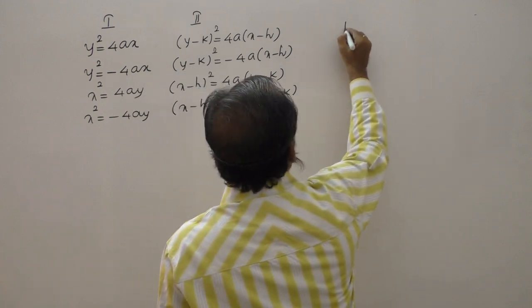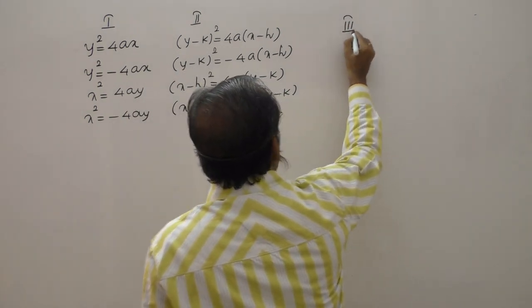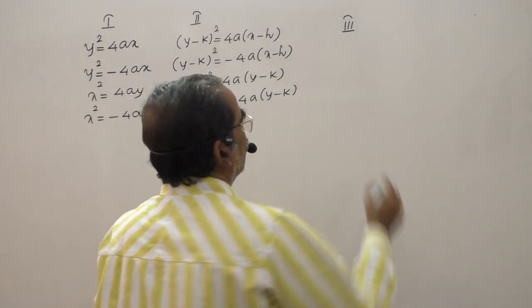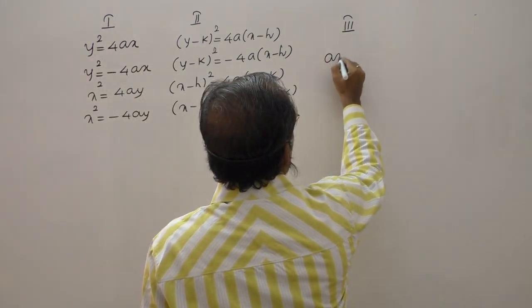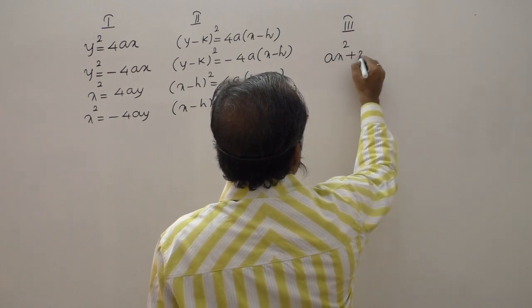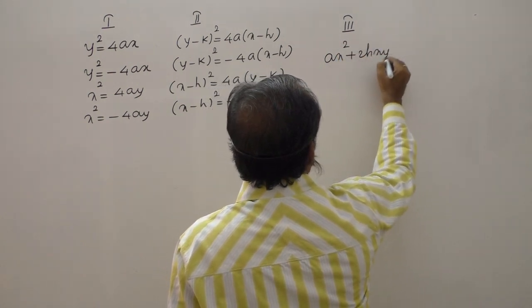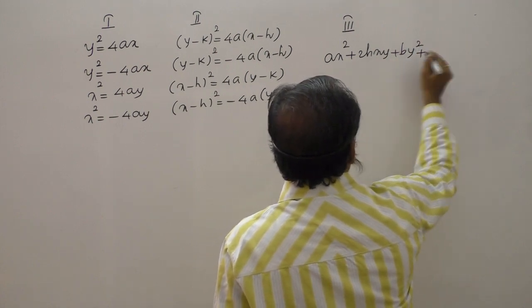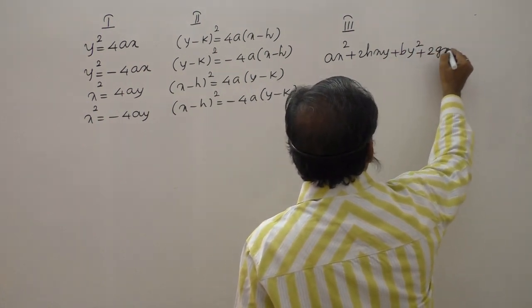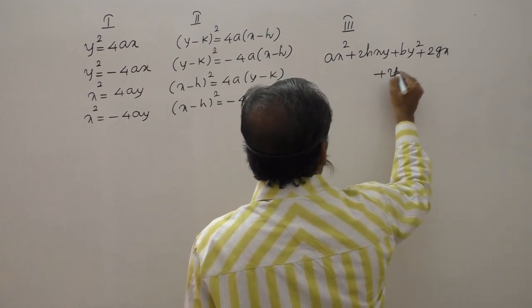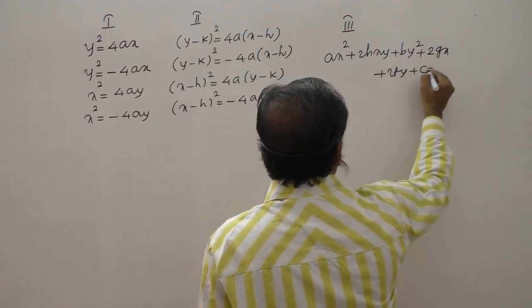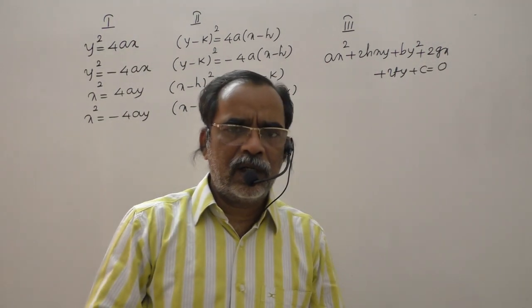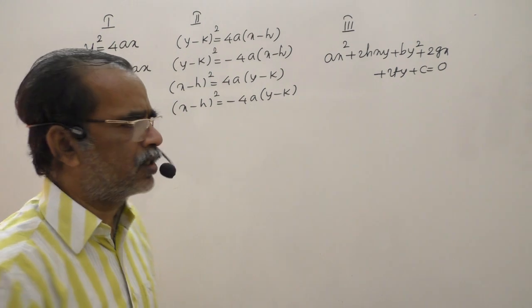And of course set 3. What is set 3? When the axis is neither a horizontal line nor a vertical line, we should use the definition, and the equation will be in this form: Ax square plus 2hxy plus by square plus 2gx plus 2fy plus c is equal to 0. Yes. Now we will discuss these 3 sets.